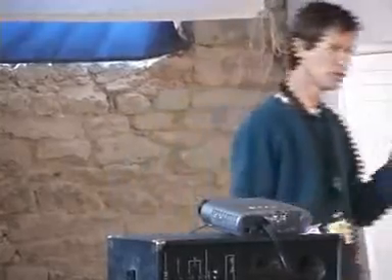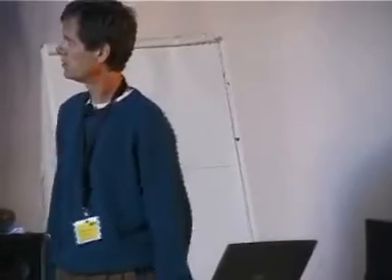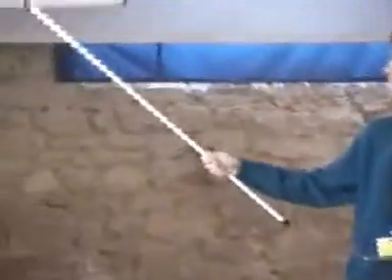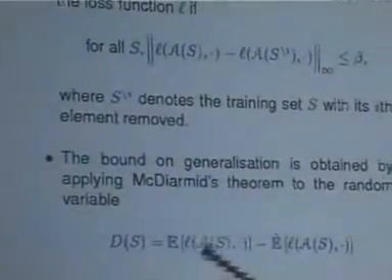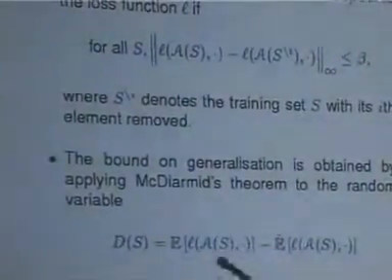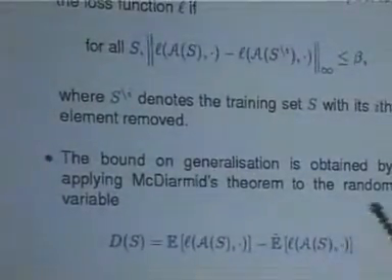So we're going to go for it and try to get a bound on that. We're going to apply McDiarmid's theorem to this D of S quantity. But first we're going to look at how much this can change as a result of a substitution of a single example.